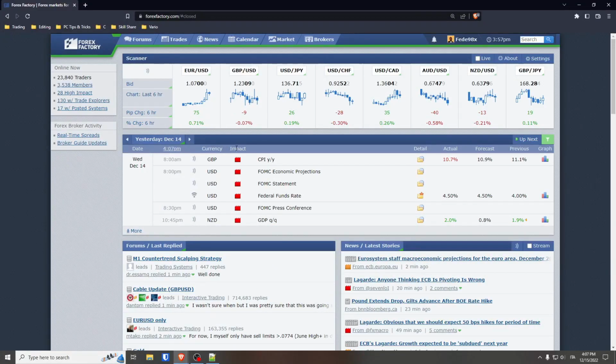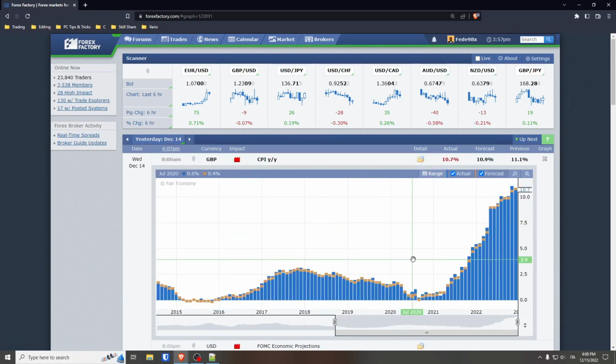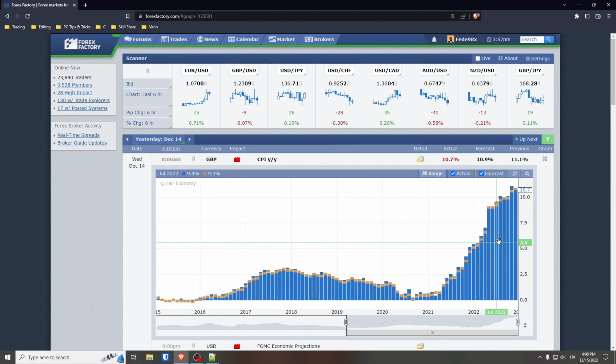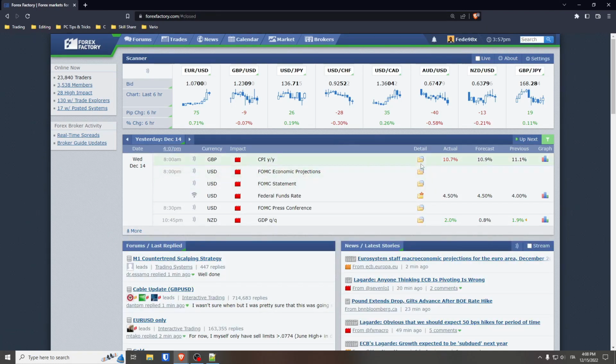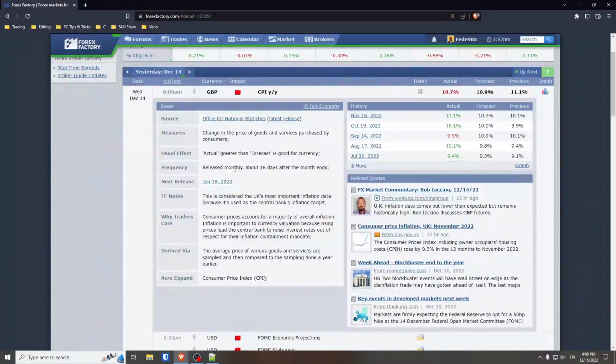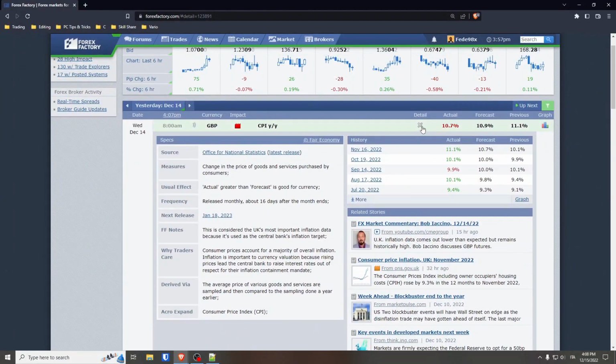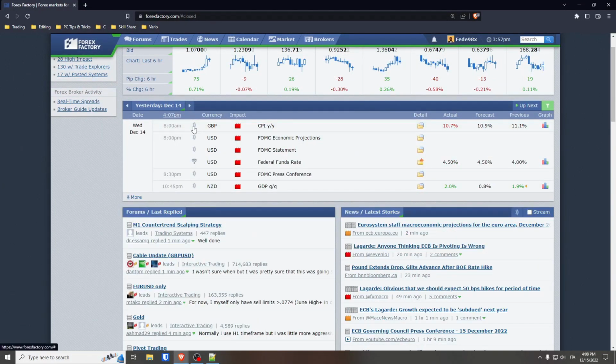Here we can see the date, the name of the news, and its current, expected and previous values. If you click on it, you can also see the history and information on the news. Right here is the history for the news, and here we can see the details about the news. And one thing that is important is right here.